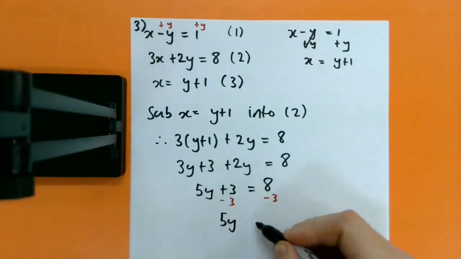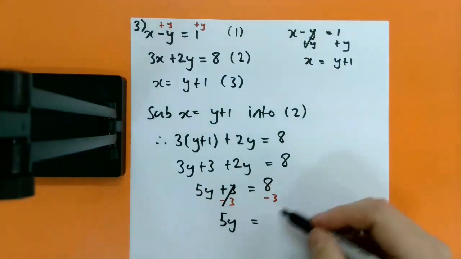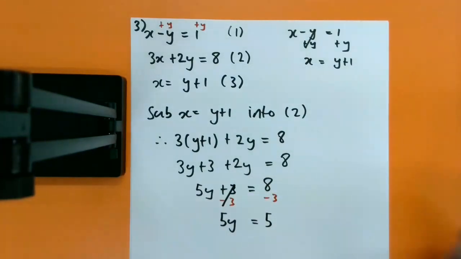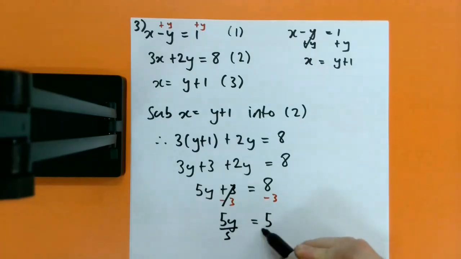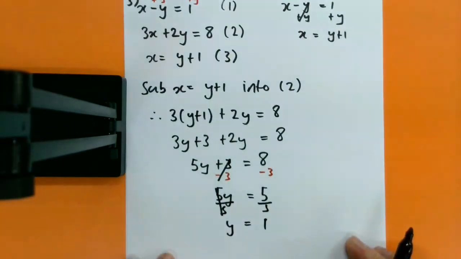So that gives us 5y is equal to 8 minus 3, after they cancel, sorry. 8 minus 3 is 5. Okay, and now we need to divide both sides by 5 to give us y is equal to 1. You can see that down there.